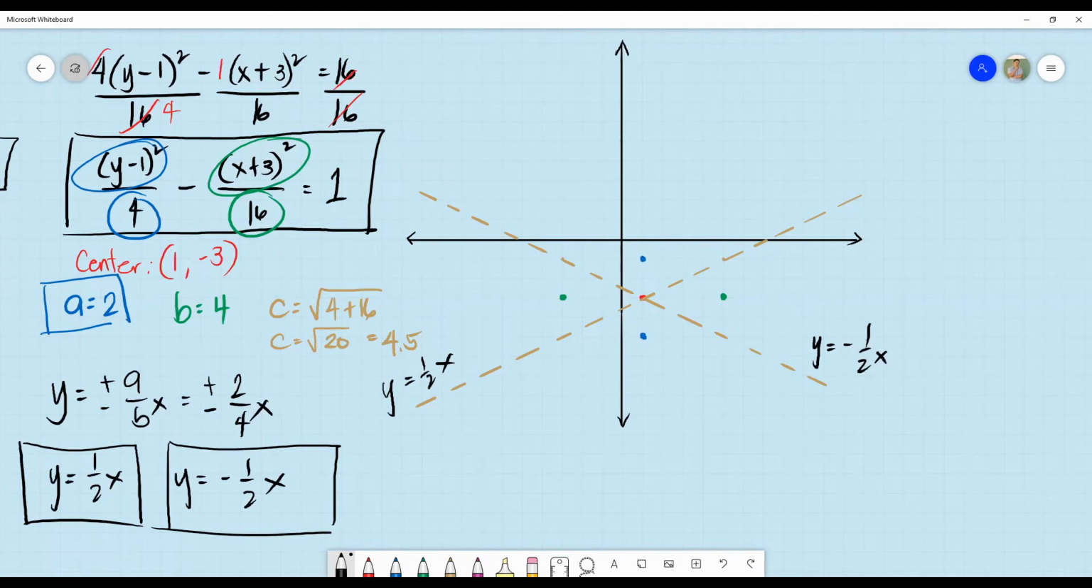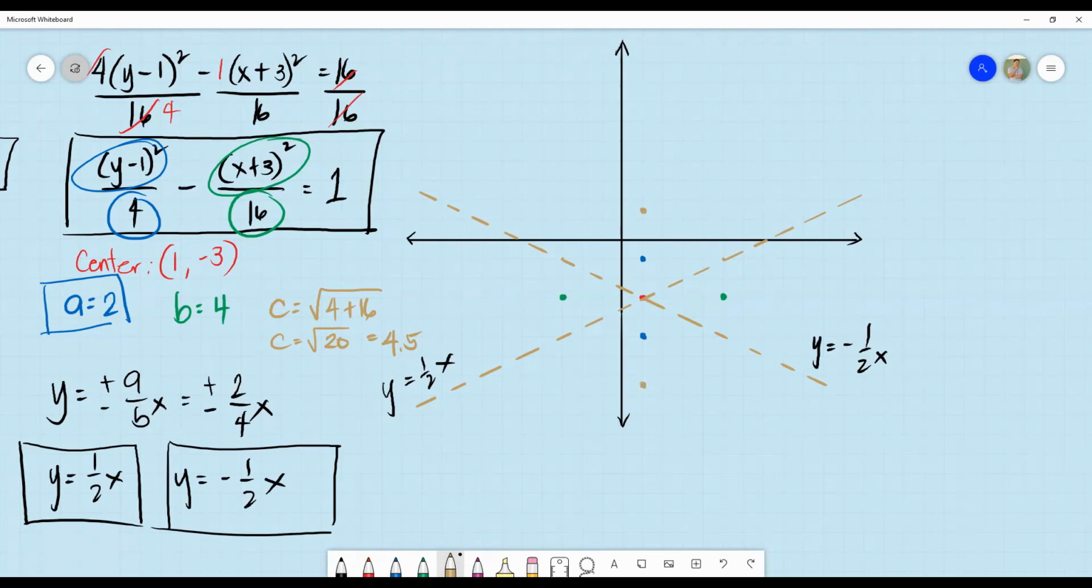Now that we have here, oh, by the way, don't forget to plot as well our c. So from here, we will have 1, 2, 3, 4.5 there. And then from here, 1, 2, 3, 4.5. There you go.